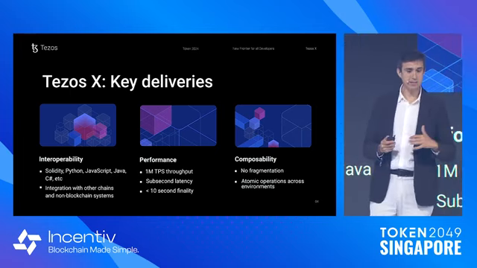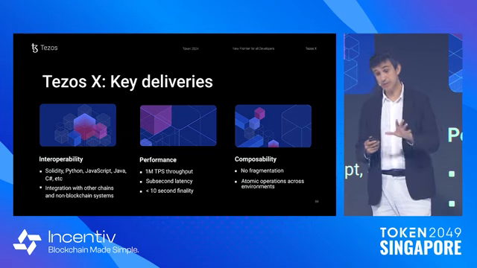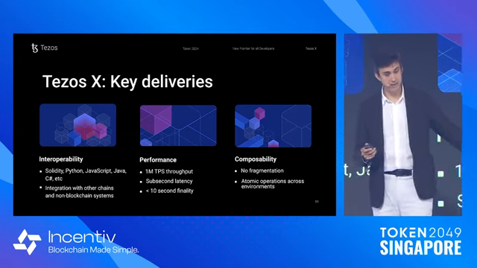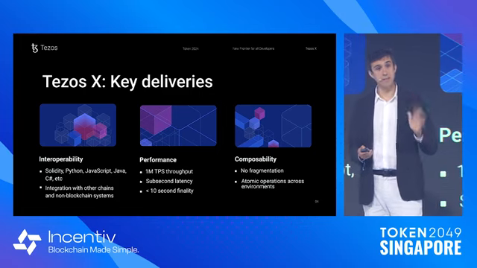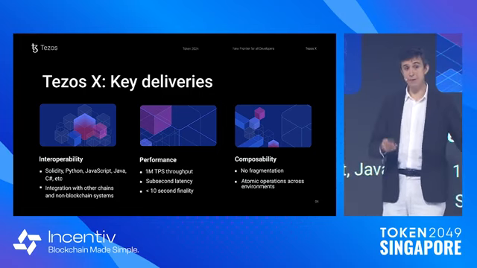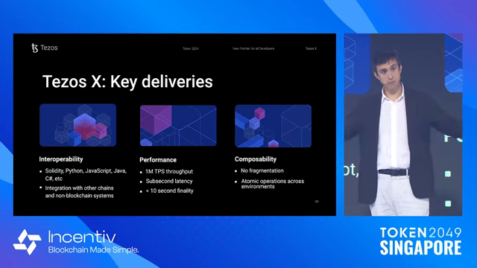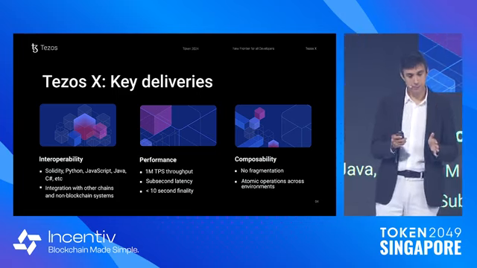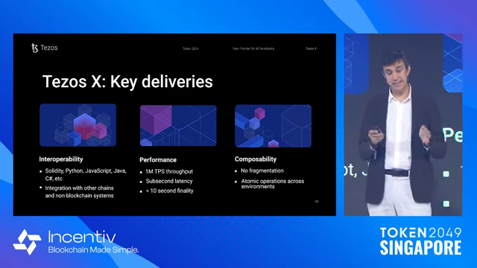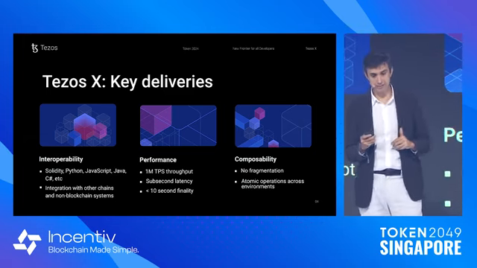So the target is 1 million transactions per second throughput. We've demonstrated that already. Last year at TezDev, the Tezos Developer Conference, we demonstrated 1 million transactions per second on-chain, but that was in parallel across 1,000 rollups. So that's a modular approach. The monolithic approach is we want 1 million TPS in a single rollup with sub-second latency and less than 10-second finality. So that's the key deliverable for Tezos X.